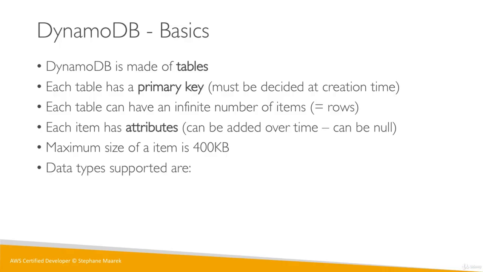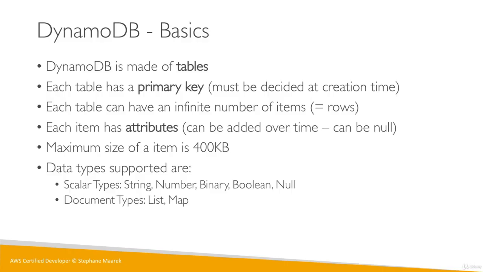Now, in terms of data types supported, we have all the scalar types we would expect: string, number, binary, boolean, and null. But also a few non-traditional types, which are called list and map. So we're able to have a list as an attribute or a map as an attribute, and set: set of strings, set of numbers, binary sets. These basically allow you to do nested stuff within your documents, within your items and rows. And this is what's going to be different versus an SQL database.